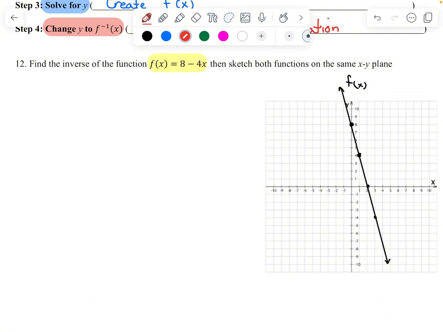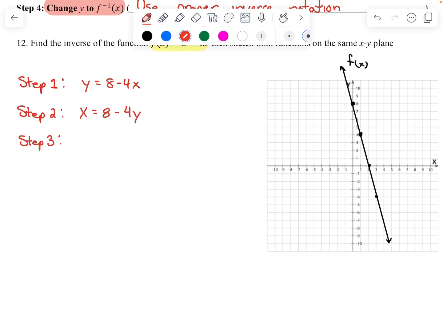Okay, so now to find its inverse. Step 1 says to replace f of x with y. So we will have y is equal to 8 minus 4x. Step 2 says to interchange x and y. So here we're going to have x is equal to 8 minus 4y.